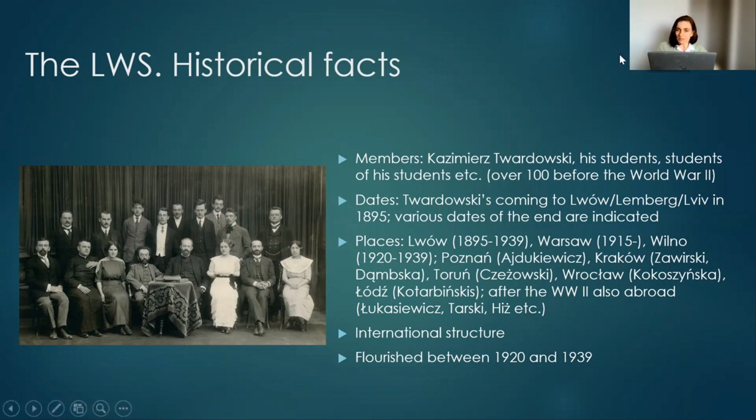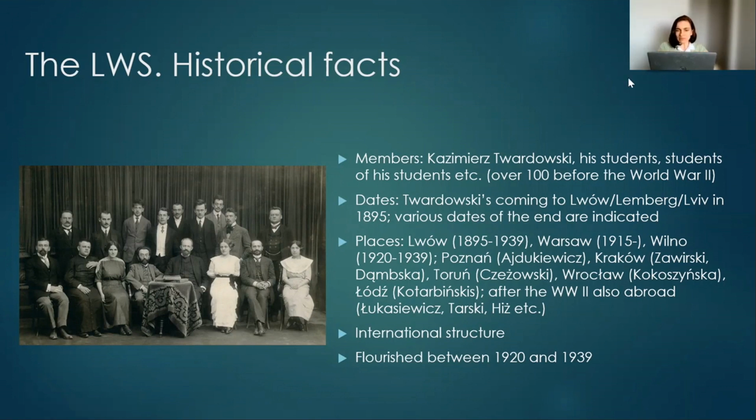So what are the most important facts about the school? Usually the school is understood as a group of people to which Kazimierz Twardowski, the founder of the school, belongs, students of Kazimierz Twardowski, and students of his students. Sometimes also further generations of students are included into the school. It depends on how broadly we understand this phenomenon.